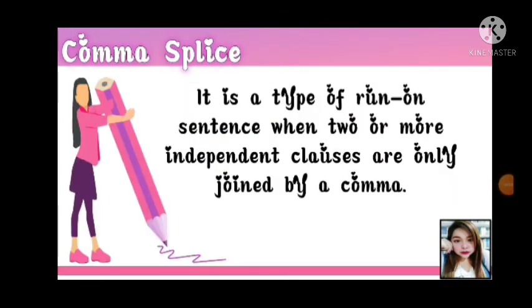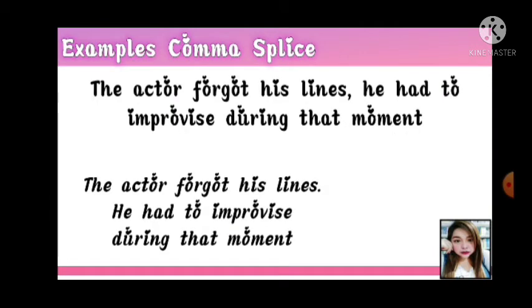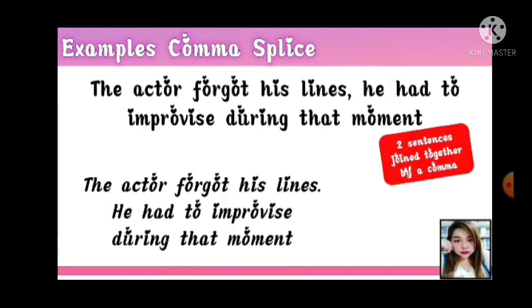So we have here comma splice. When we say comma splice, it is a type of run-on sentence when two or more independent clauses are only joined by a comma. So you are using the comma wrongly. So example, the actor forgot his lines. He had to improvise during that moment. So this one has two sentences joined together only by a comma.